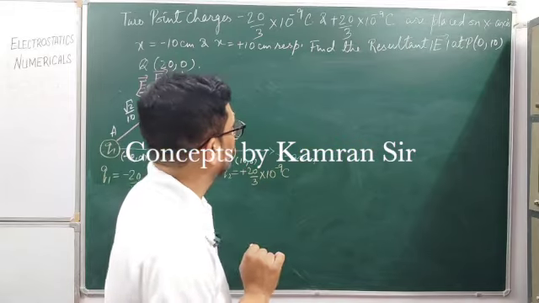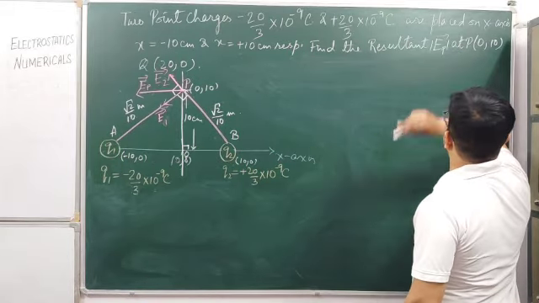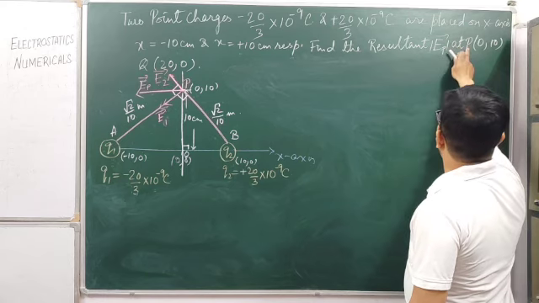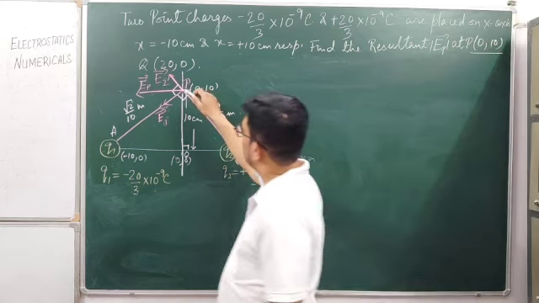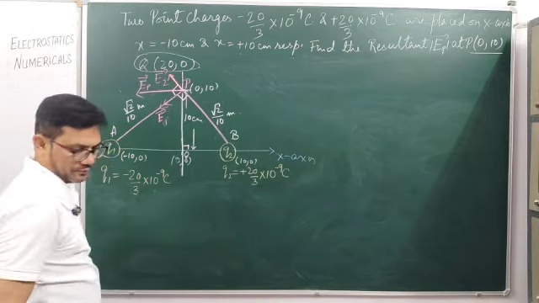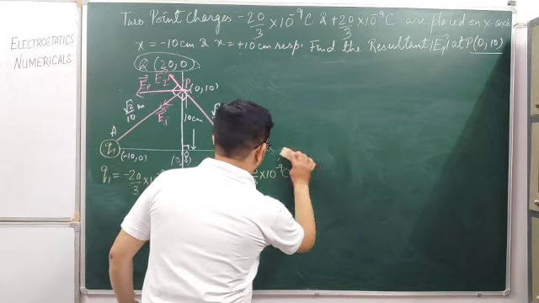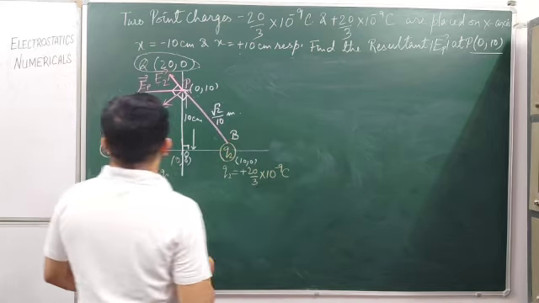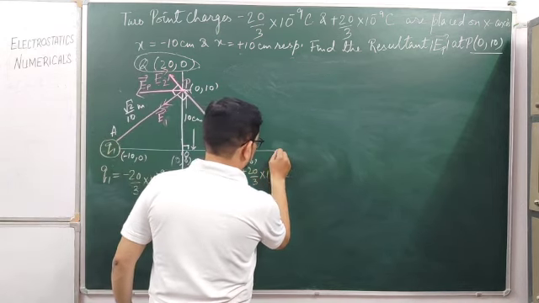This question, and we found the net electric field, the resultant electric field at P, and the position was 0, 10. So now we are going to continue and find the net electric field at point Q, and the coordinates are given as 20, 0. So let's extend this.